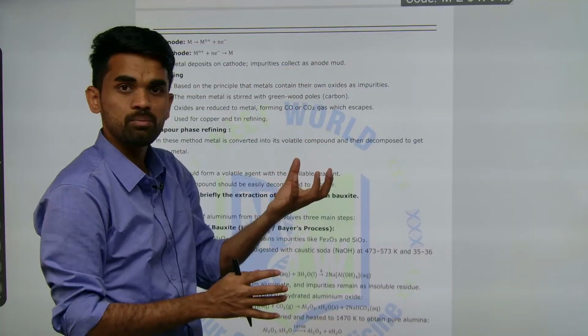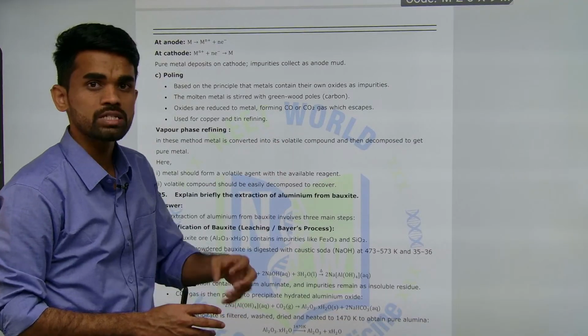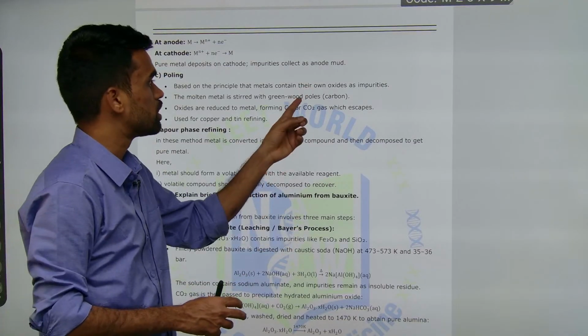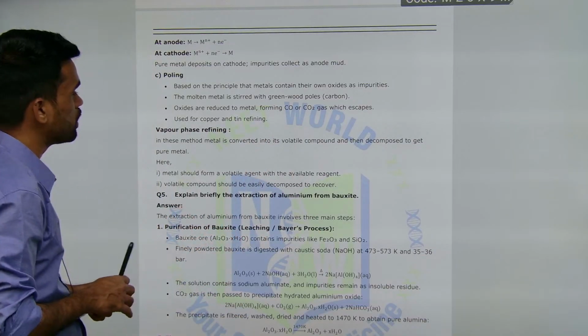Okay, so that we will get complete pure copper metal, and CO2 and CO (carbon monoxide) gases will be formed from these green wood poles, and they will escape from there. So this is how we can purify that.